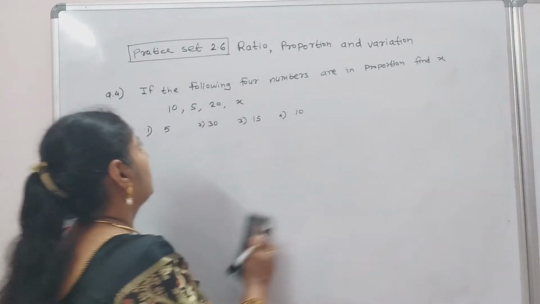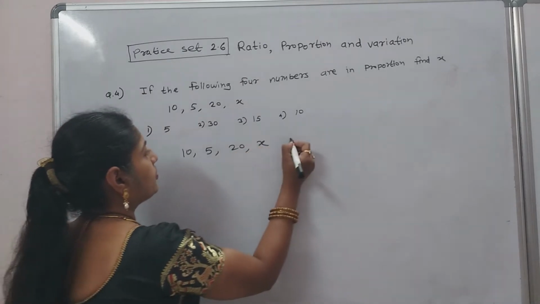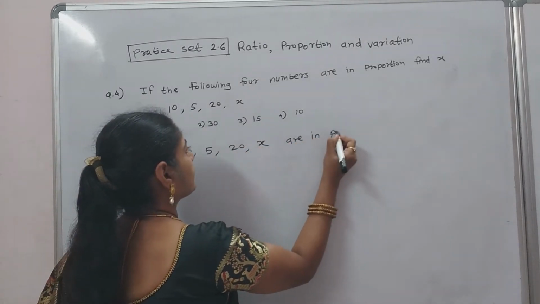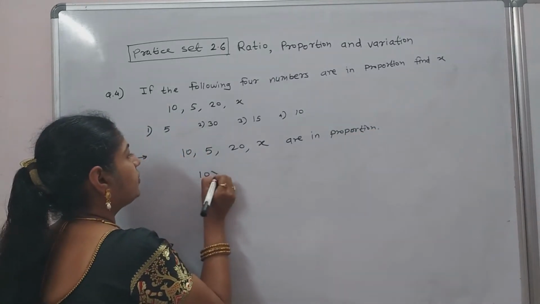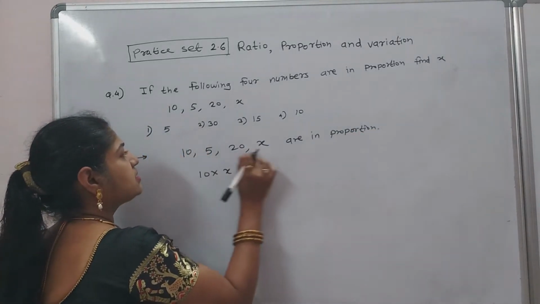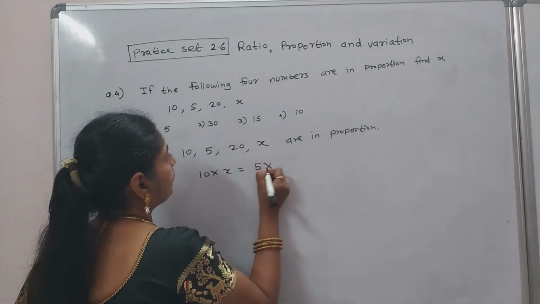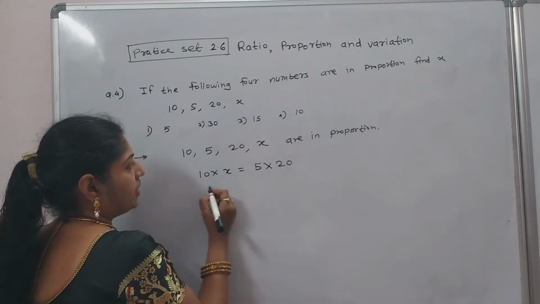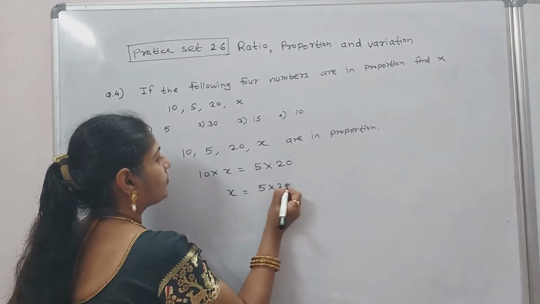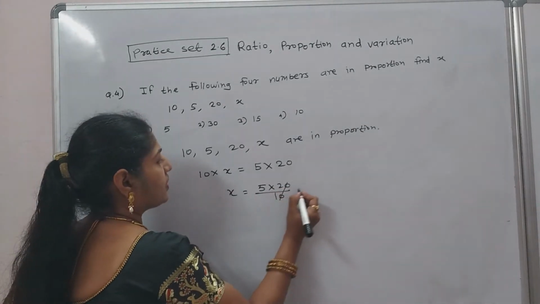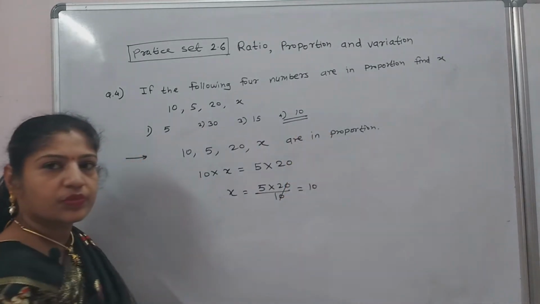So if 10, 5, 20 and x are in proportion, then we write 10 into x equal to the product of the middle number, 5 into 20. 10x, or x equal to, 10 goes to division, 5 2s are 10. So our answer is option number 4.